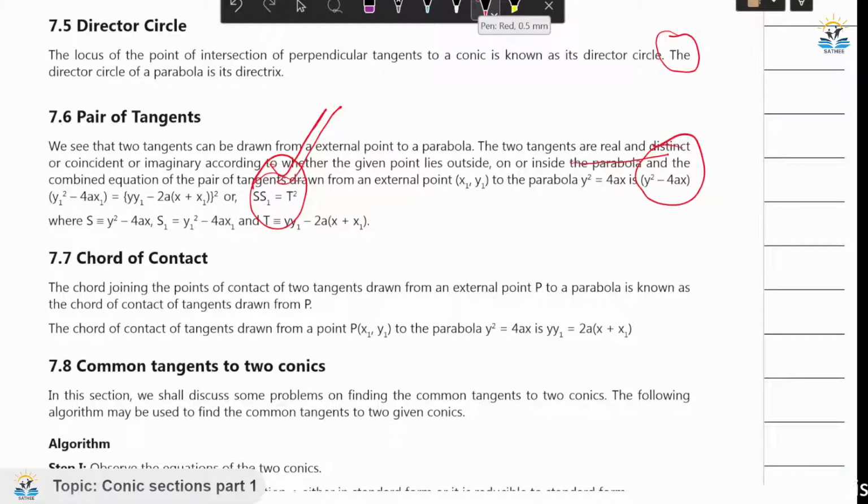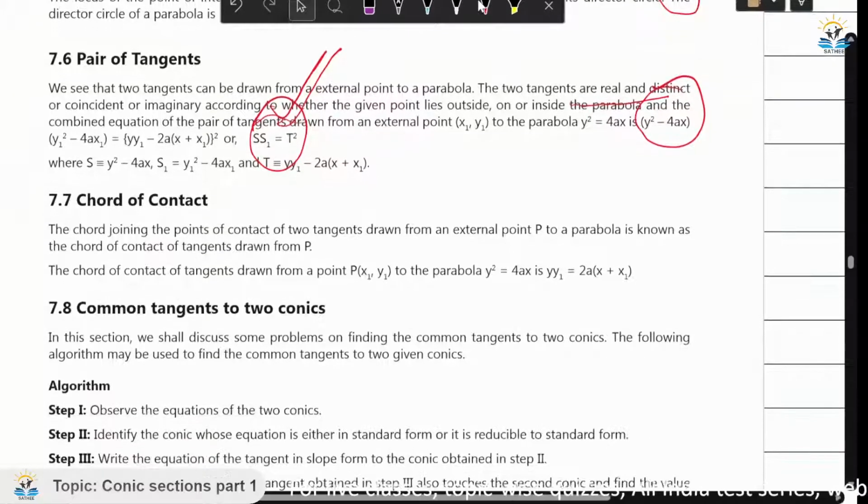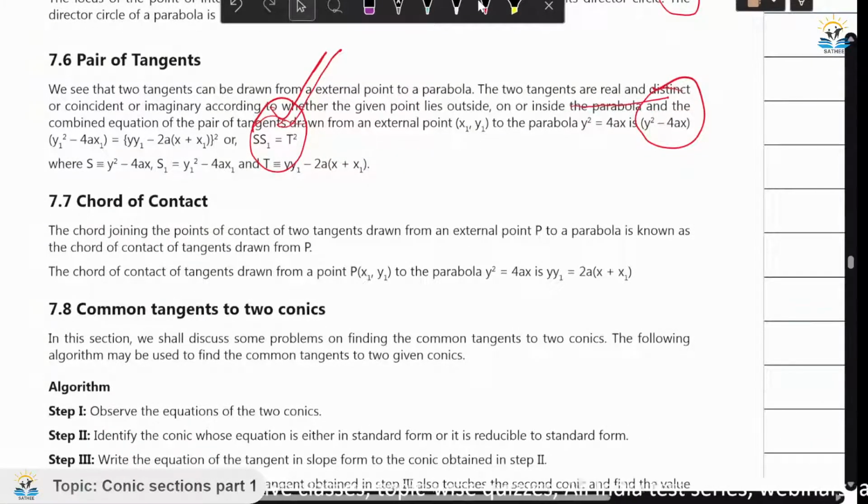Okay, so yes, I was stating, this pair of tangents equation S1 equals T square is applicable on ellipse, hyperbola, and parabola, all of these. So you can easily apply it on all of these and get your answers out.